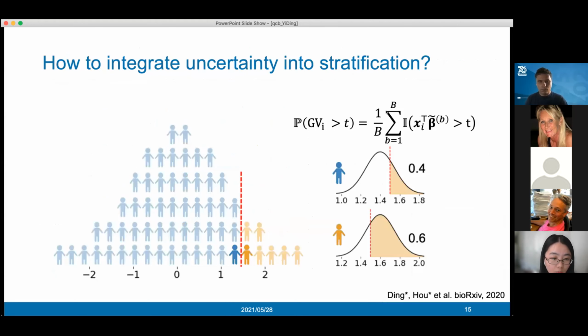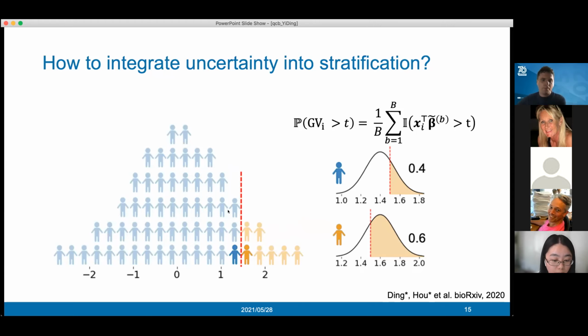So with that all being said, we have shown that there is large uncertainty in this PRS, and it will bring trouble to the clinical interpretation. So how do we integrate this uncertainty into stratification for better clinical decision making?